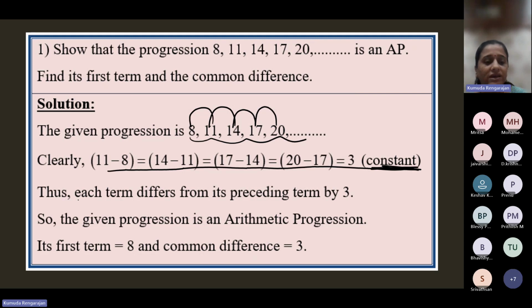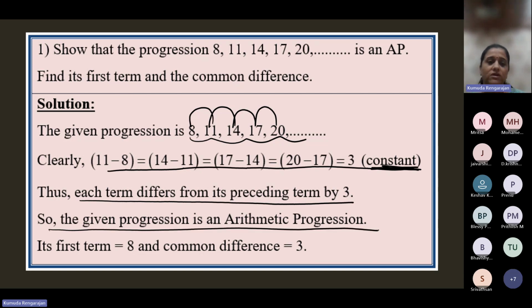It's a fixed value. So what do you understand? Each term differs from its preceding term by 3. So the given progression is an arithmetic progression. What is its first term? The first term is 8. And what's the common difference? 3. The common difference is 3. That fixed value, that constant is the common difference, which is 3.